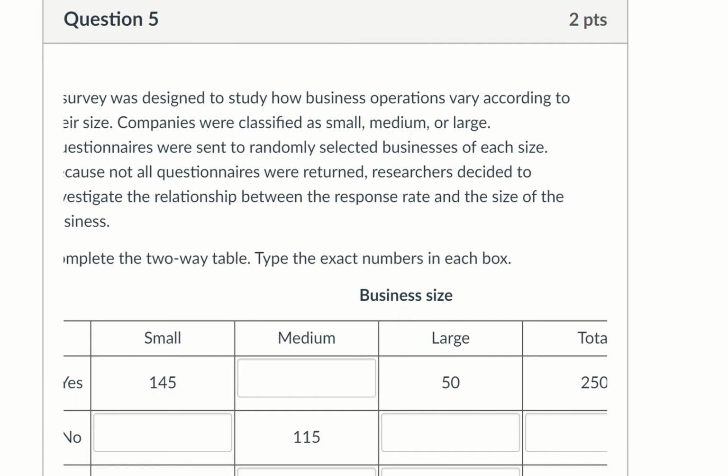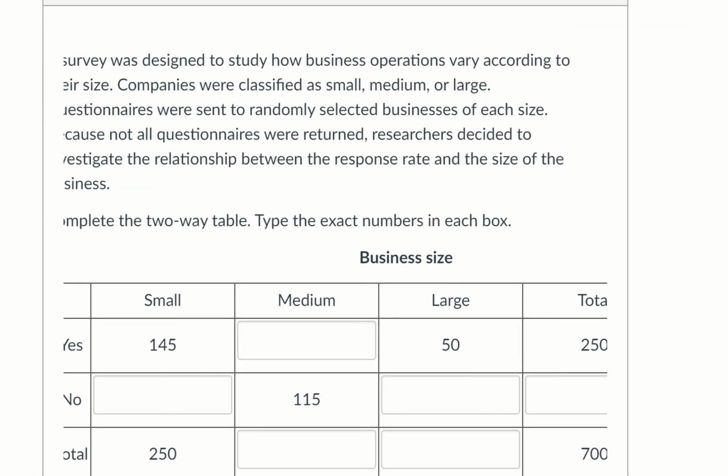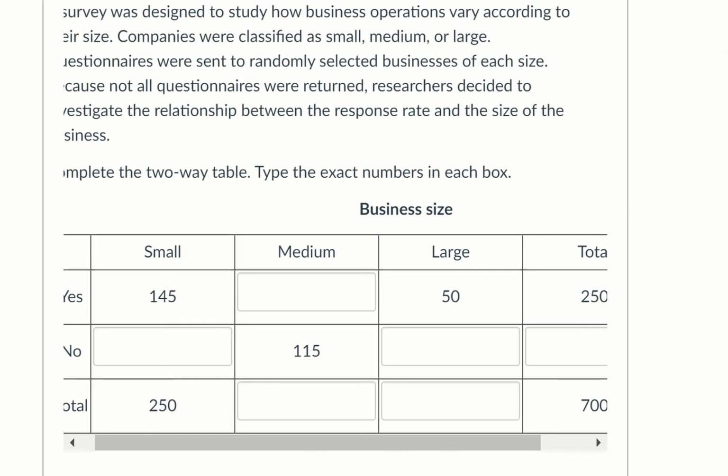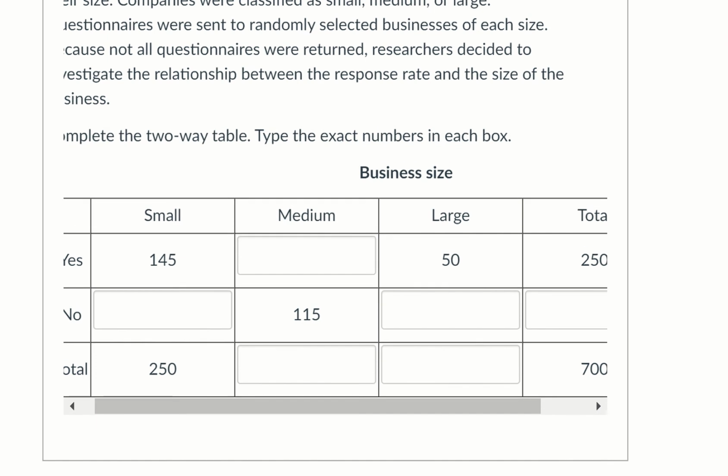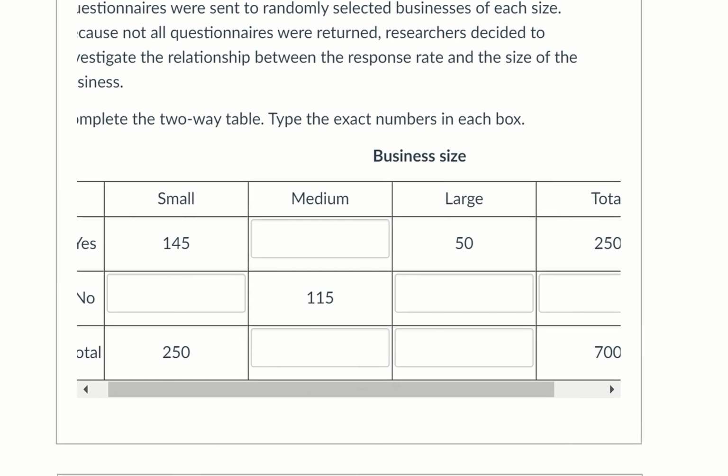All right, so a survey was designed to study how business operations vary. So this is like the company size, small, medium, or large. But this time I switched the data here. So there are no longer 200 businesses, right? And for all of them, they have different numbers. So we want to complete the two-way table for this scenario. First off, remember, we're going to be using the clues that we have here to fill in the table. So we have 145, 50, and we have the total. The total is 250.